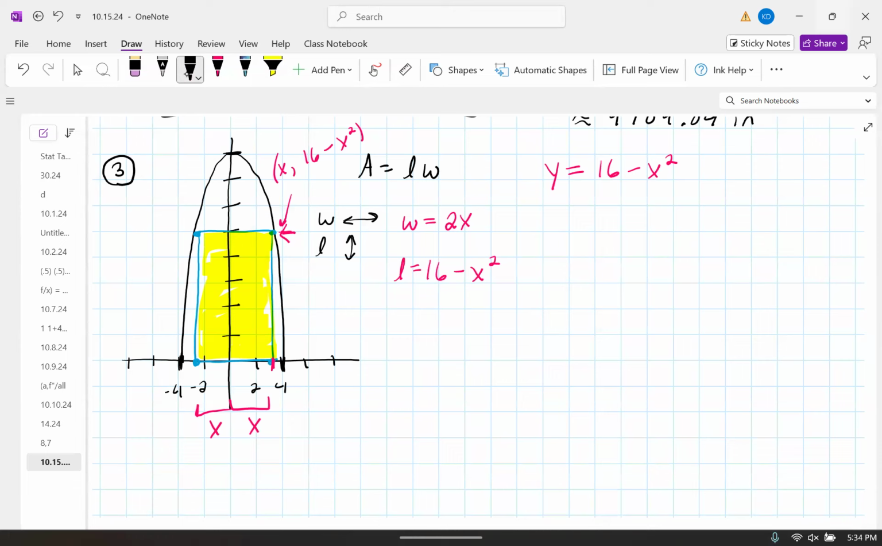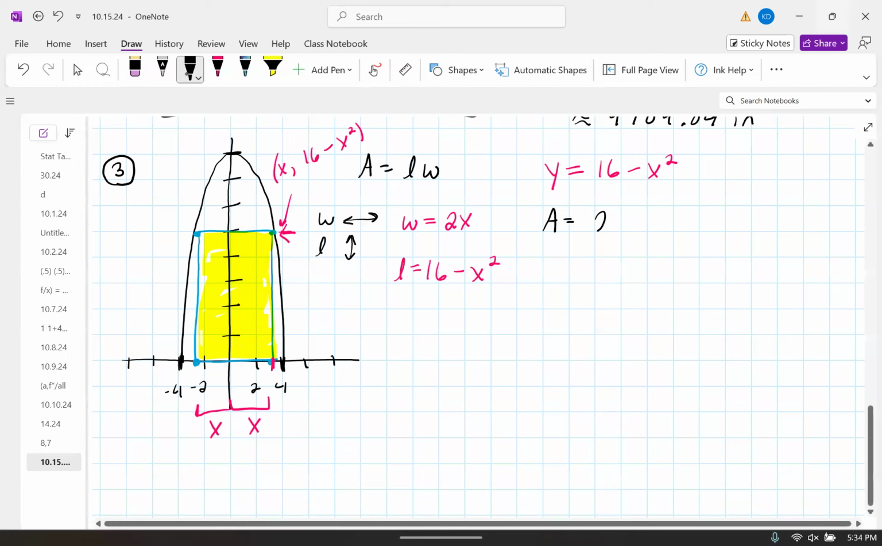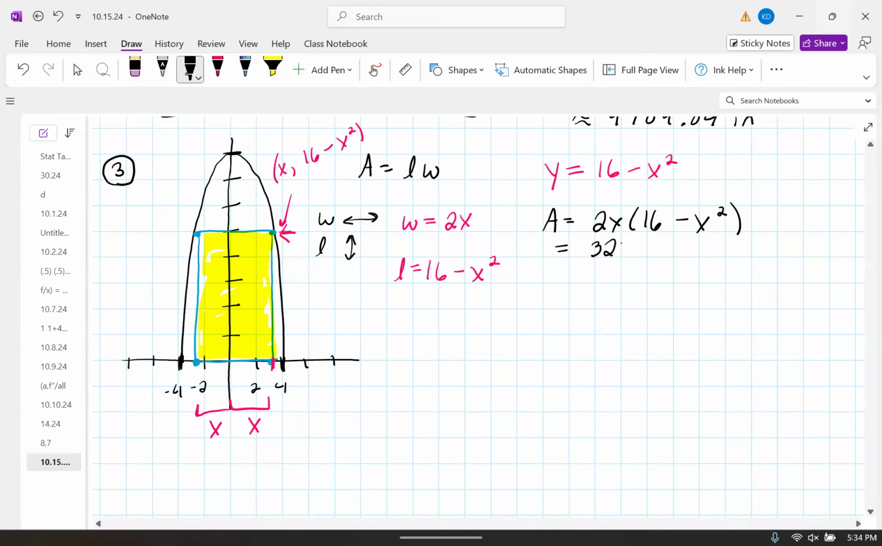Something to think about. All right, area equals 2x times 16 minus x squared. Interestingly, my area equation is a cubic function, not a square. Just kind of happens that way. Find a derivative.